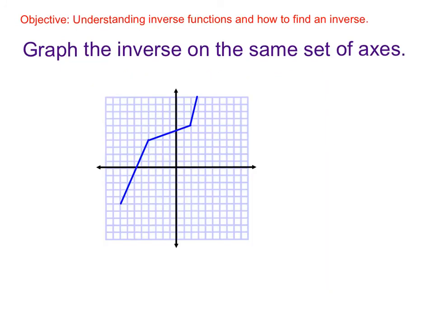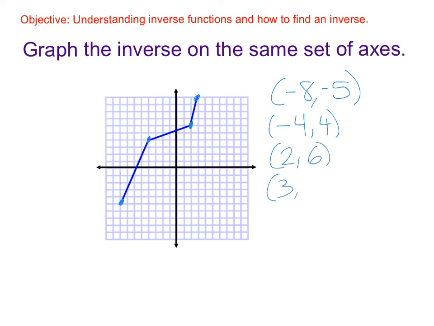All right, graph the inverse on the same set of axes. So now, does this have an inverse? It does. It's 1 to 1. It's a function and it's 1 to 1. So I like to write down all these corner points. So I got -8, -5, -4, 4, 2, 6, and 3, 10.